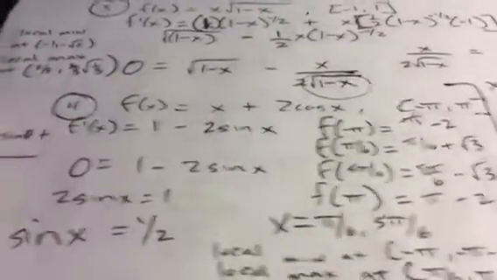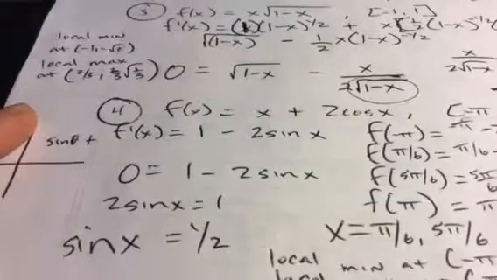Okay? This next one here is definitely fair game. Take the derivative. It's 1 minus. Why is it minus?